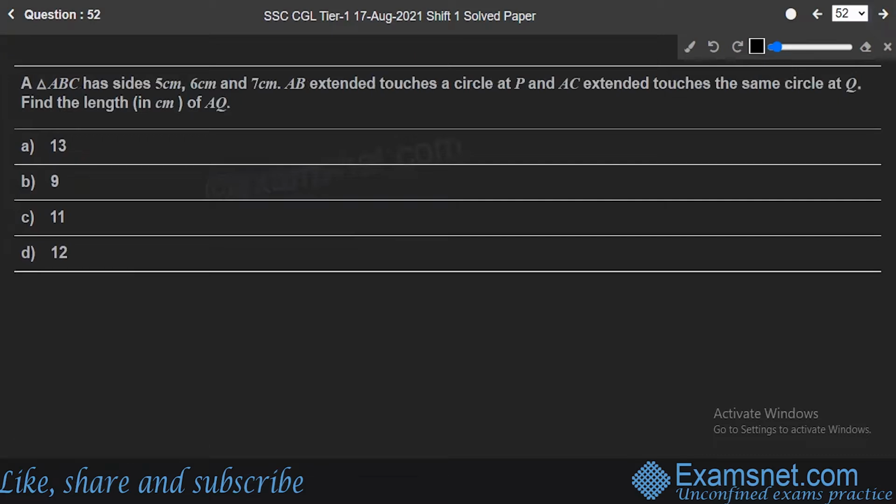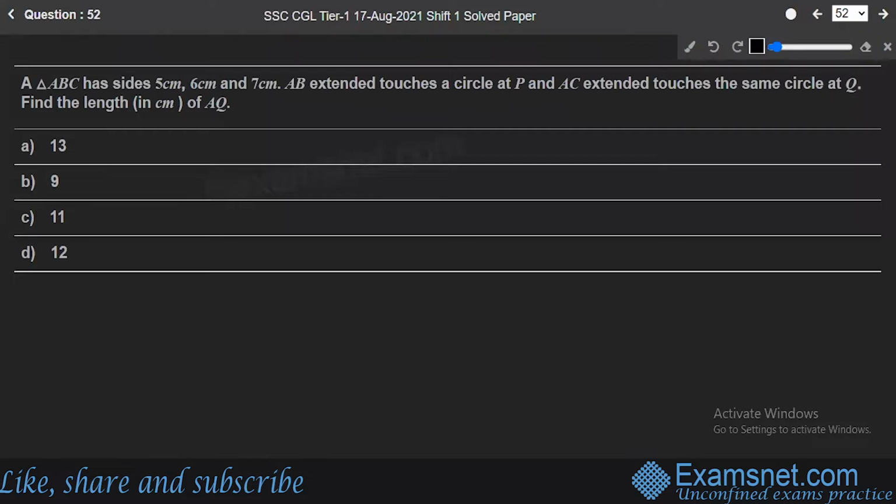A triangle ABC has sides 5, 6, and 7 centimeter. AB extended touches a circle at P and AC extended touches the same circle at Q. You have to find out the length of AQ. Let's make the figure first. So here is the triangle ABC. Let's make it a bit further like this. Okay, now this triangle is touching a circle.